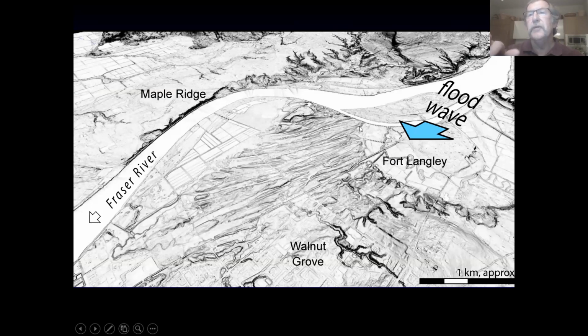So these features are older. They've been eroded and truncated by the Fraser River. And because they are formed in glacial marine sediments that we know are only about 13 or 14,000 years old, they have to be younger than that. So that spoke to me that they likely are late glacial in age, because it's hard to imagine a contemporary climate flood having a flow that large that it would carve those forms.